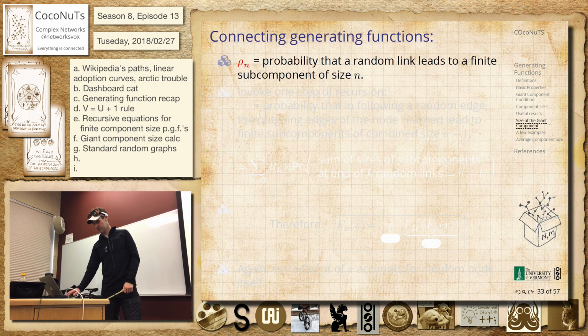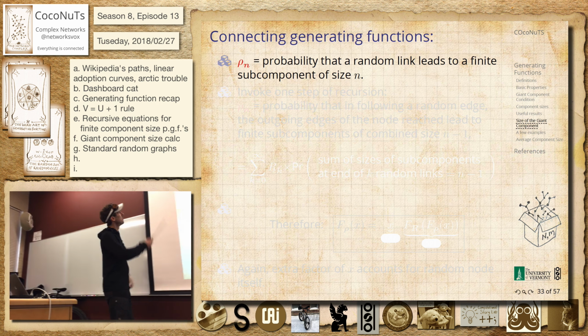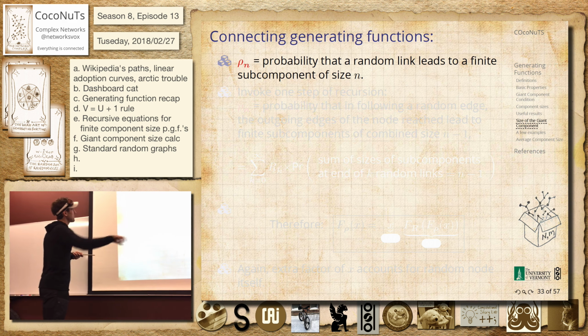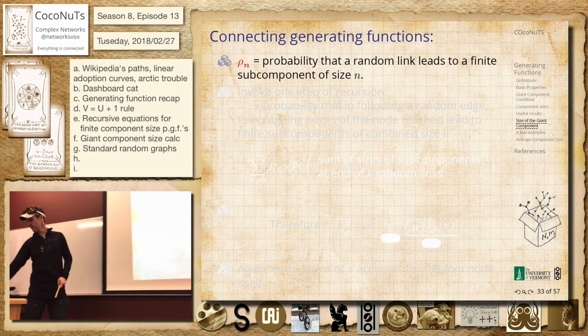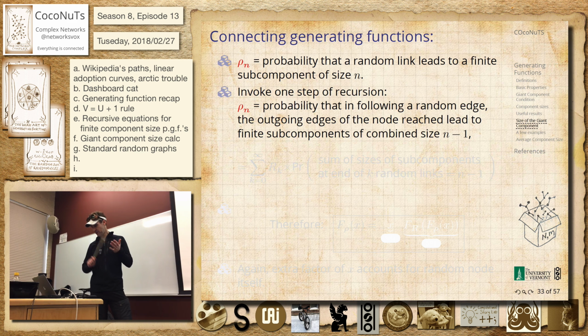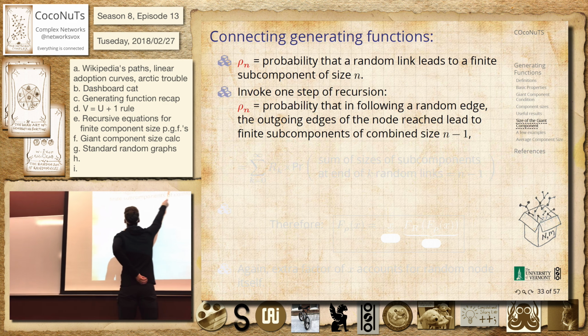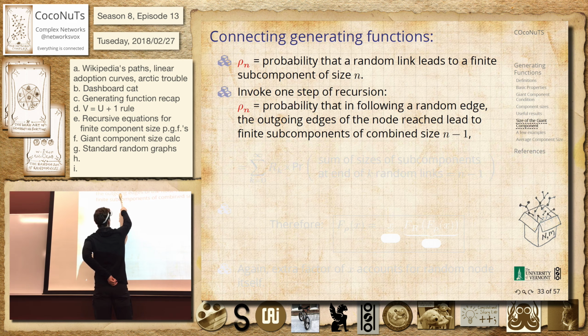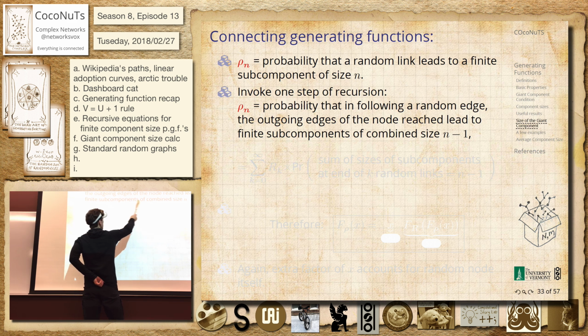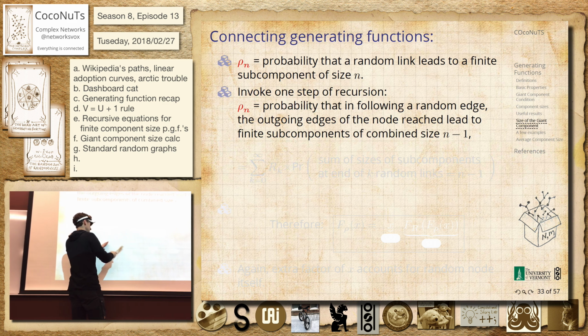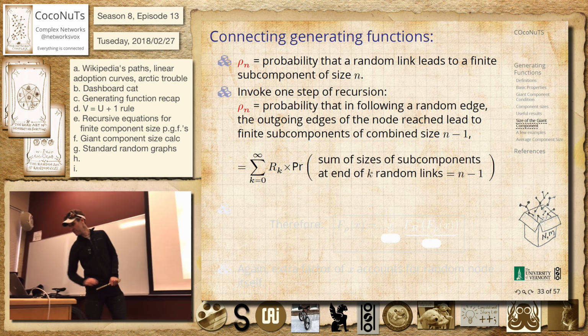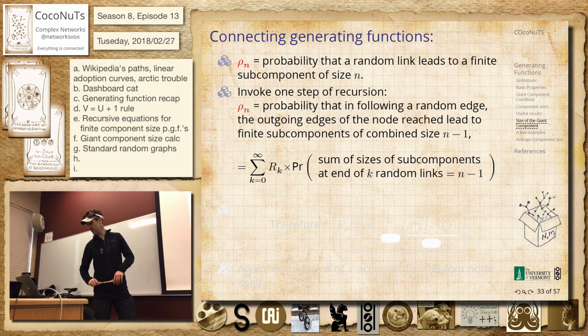Okay, so just in words again, rho n is the probability that a random link leads to a finite subcomponent of size n, which is a tricky piece. One step of recursion: it's the probability that we go along a random edge and hit a node that has outgoing edges that reach subcomponents of size n minus 1. So they all add up. It's what the picture on the previous slide shows. And this is writing out a very similar thing as pi sub n.